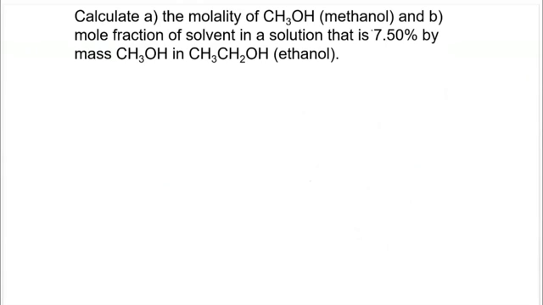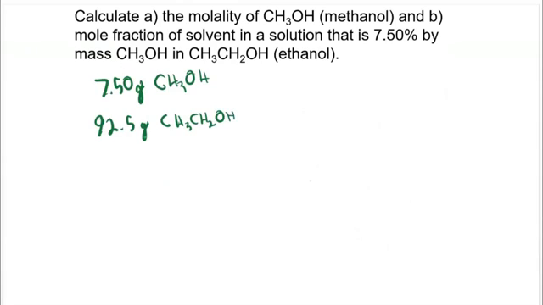Whenever you're given a percent by mass, this means in any mass unit, for example, 7.5%, that means 7.5 grams out of 100 grams of the solution. So let's use that number, 7.50 grams of methanol. And then the rest of it, which is 100 minus 7.5, that's 92.5 grams of ethanol.